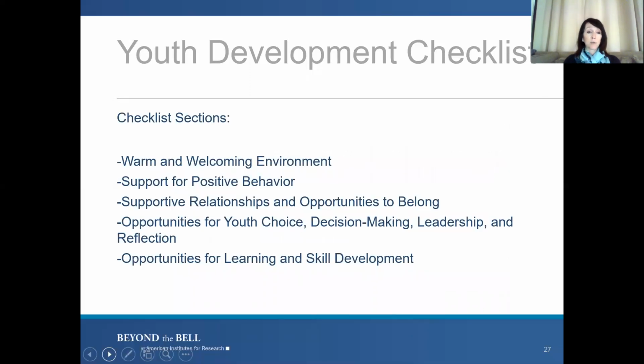The sections include a warm and welcoming environment, support for positive behavior, supportive relationships and opportunities to belong, opportunities for youth choice, decision-making, leadership, and reflection, and opportunities for learning and skill development.